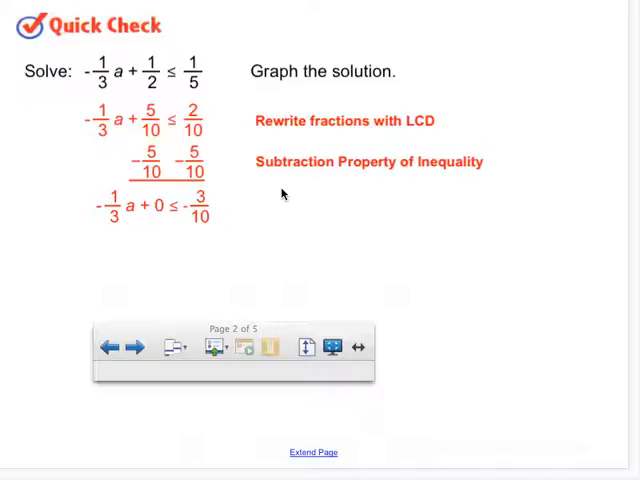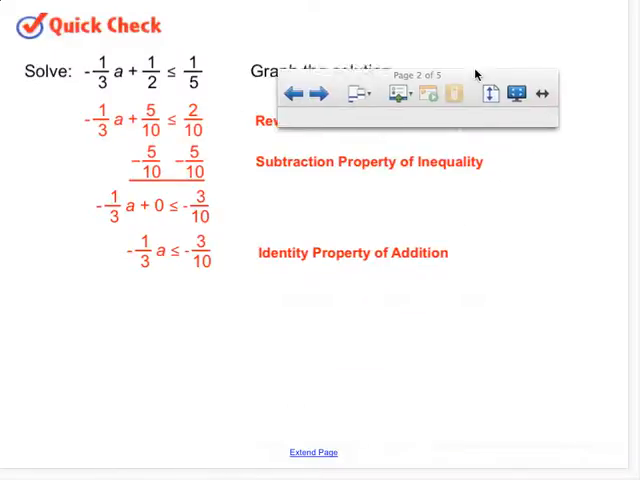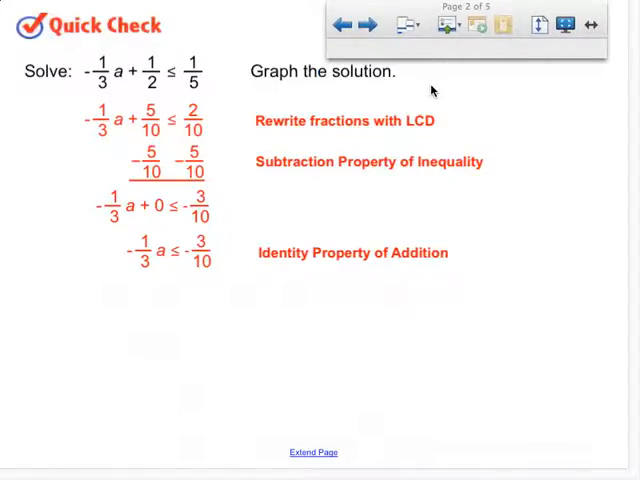Okay. So, what happens when I add 0 to something? I just get the same thing back. That's the addition property. That's the identity property of addition. So that's what we got here. Okay, we good with that? Is everybody with me up to this step? Now, the next step, you could think of one or two ways.